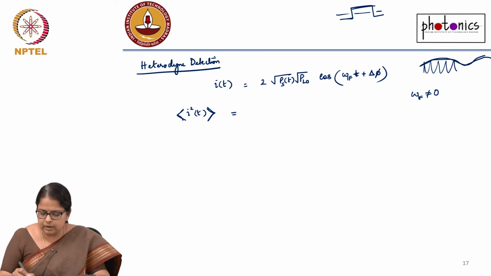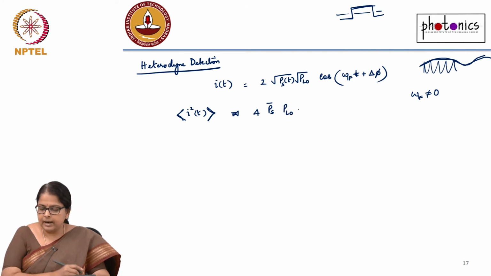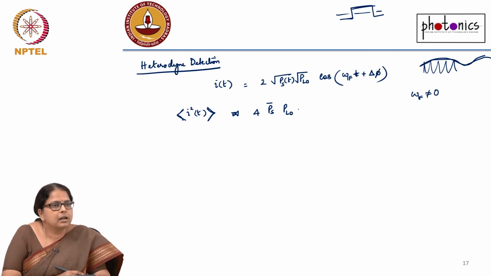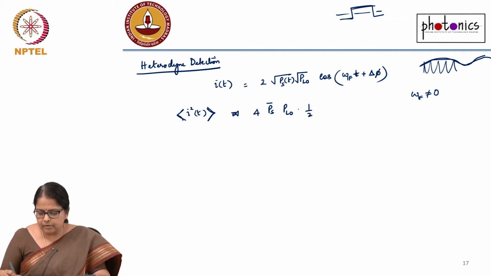So this would be proportional to 4 times average signal power times PLO, and the average of cos square. It doesn't matter what your modulation is, it's just a cos square function. What is the average of cos square? Half, right? So this is equal to 2 PS PLO. Of course, there is an RD.